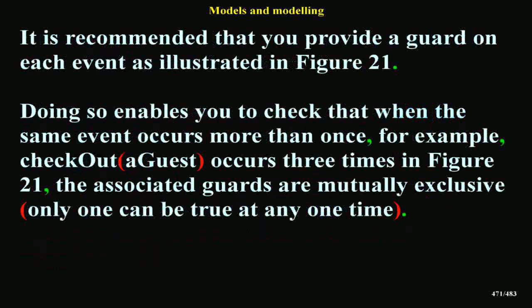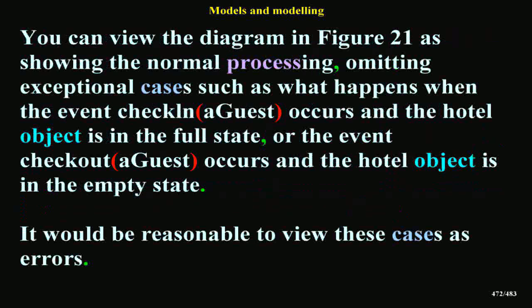It is recommended that you provide a guard on each event as illustrated in Figure 21. Doing so enables you to check that when the same event occurs more than once, for example, check out a guest occurs 3 times in Figure 21, the associated guards are mutually exclusive. Only one can be true at any one time.